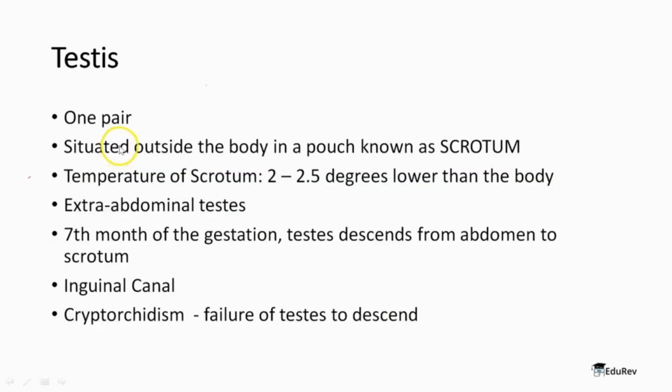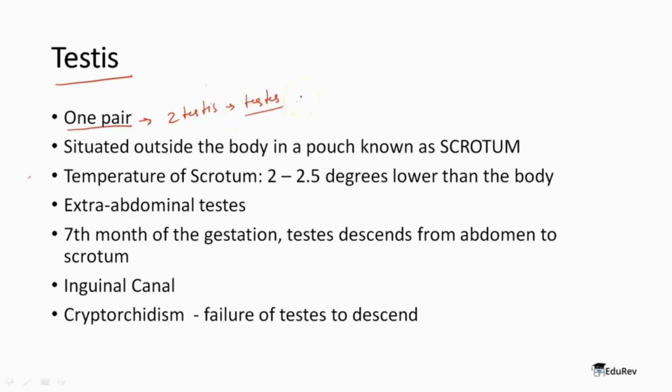Let us study all the structures in detail and start with primary sex organs and their structure. The primary sex organs in case of human male is testis. We already know that. So 1 pair of testis is present in male reproductive system. 1 pair means 2 testes are present. The plural of testis is testes, right?